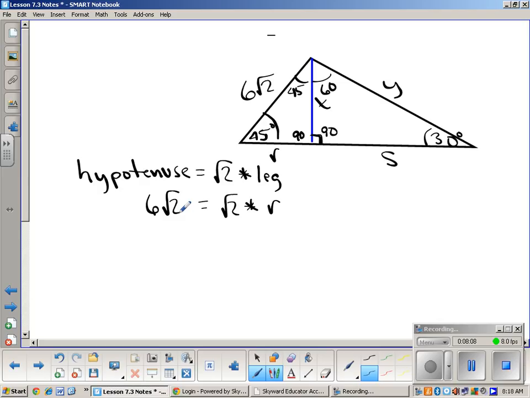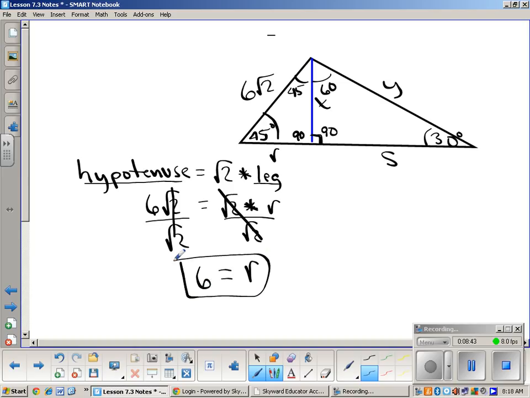Okay? I'm going to substitute into my rule what is in the picture for the leg and for the hypotenuse. And so then I'm going to solve for R. What would I do to the square root of 2 to get rid of it? No. This is times, right? How do you undo that? Divide. So I'm going to divide both sides by square root of 2. And so those cancel. R is equal to, what happens to my square root of 2's on the left? They cancel. So I'm left with 6, which is what many of you said to begin with.